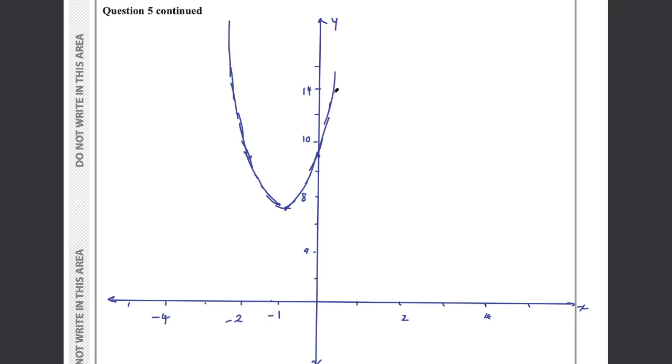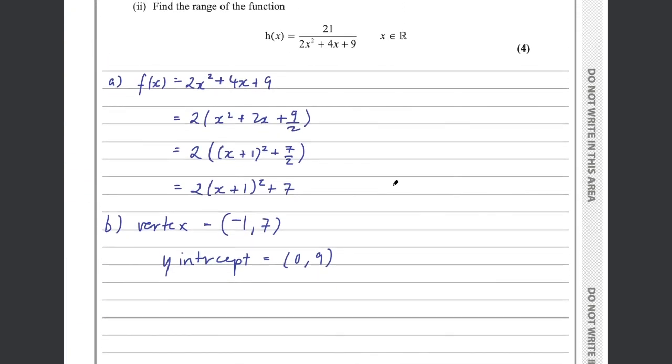And because they don't ask you to show any other points on this graph, they just ask you to show the y-intercept and the vertex. And that should be good. So let's write in the function, or actually let's say y equals, what was it, 2x squared plus 4x plus 9. Okay, so that should be good enough for my sketch.